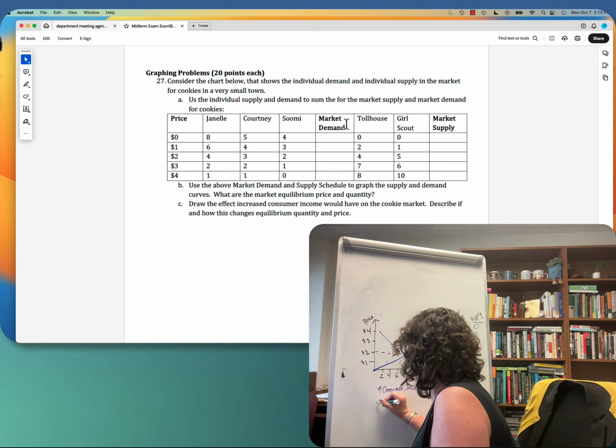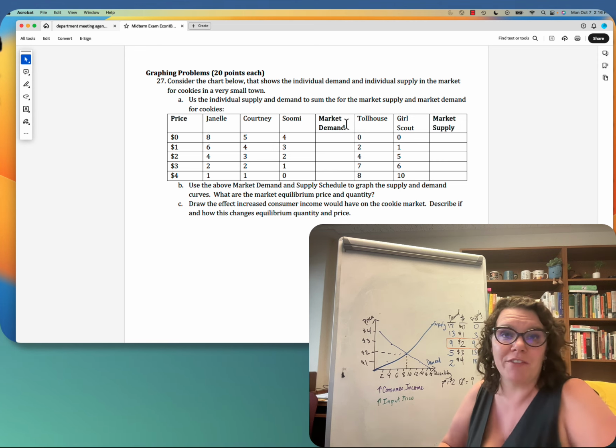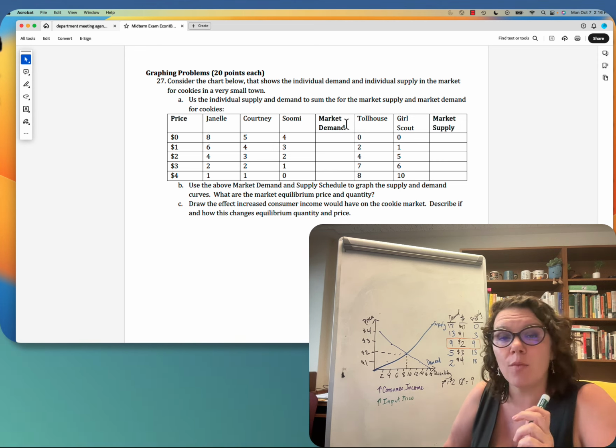So in input prices, both of these are non-price determinants. So they're both going to have the effect of shifting a curve. So what you have to figure out is, okay, which curve shifts and which direction, and then find the new equilibrium. For an increase in input prices, that's going to affect the supply side.